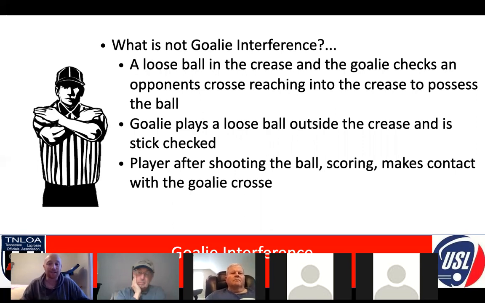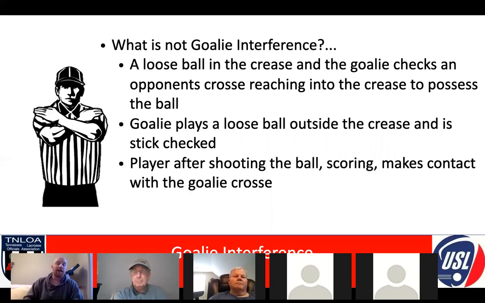If the goalie is going to play a loose ball outside the crease, he is allowed to be stick checked 100% of the time. If he is going to play a loose ball outside the crease, he is allowed to be stick checked.